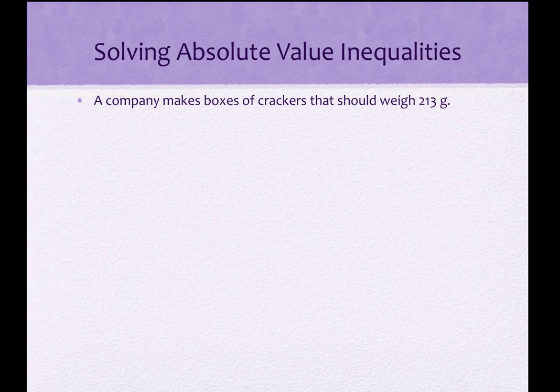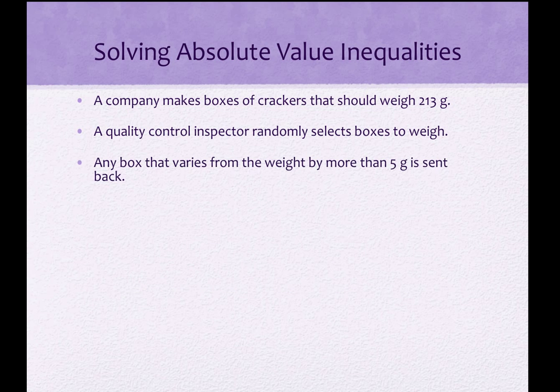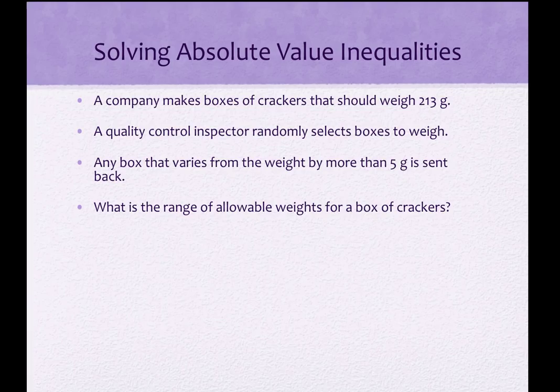A company is making boxes of crackers that should weigh 213 grams. The quality control inspector randomly selects boxes to weigh. Any box that varies from the weight by more than 5 grams is sent back. So what is the range of allowable weights for a box of crackers? We can do this without the inequality. All I have to do is take 213, which is what we want, and subtract 5, and add 5, because it can be 5 grams on either side.